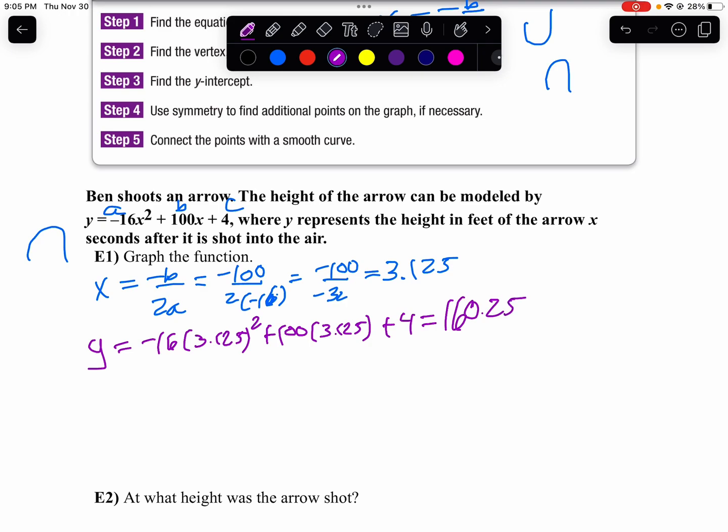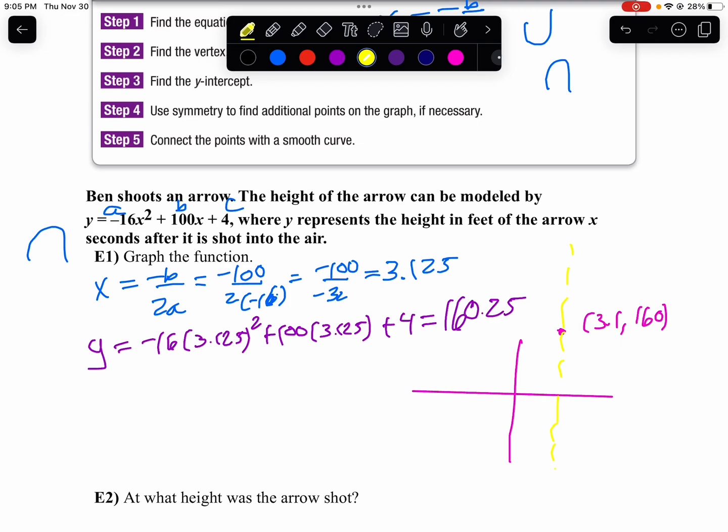So now let's make a graph of this. I know on my graph I'm going to go over about 3.1 and up 160. So here's 3.1 and up 160. And I could draw my axis of symmetry through that, because I know whatever I do on one side will go on the other.